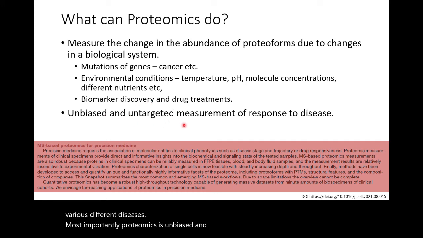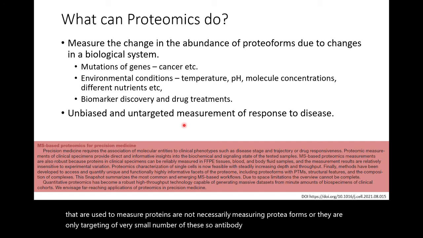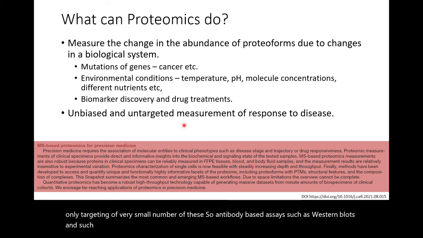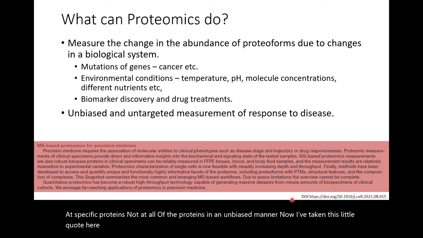Because a lot of other methodologies that are used to measure proteins are not necessarily measuring proteoforms, or they are only targeting a very small number of these. So antibody-based assays such as Western blots and such as ELISA and immunofluorescence microscopy are only looking at specific proteins, not at all of the proteins in an unbiased manner. Now, I've taken this little quote here down from this article that's listed down at the bottom here.